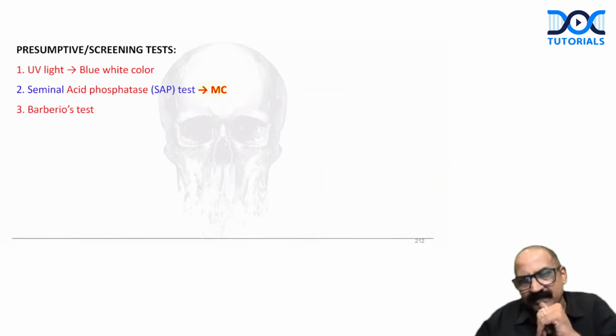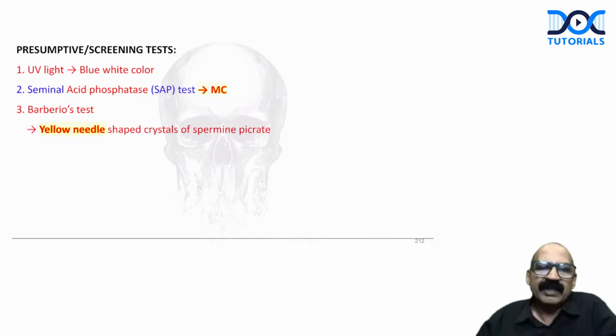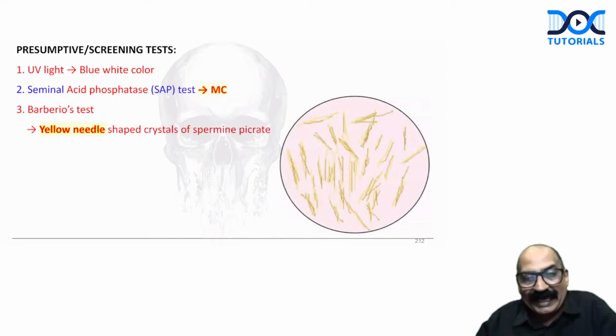Very, very important. When you treat semen suspected stain with the Barberio's reagent, it gives rise to yellow needle-shaped crystals of spermine picrate. You can remember BSP, Barberio's spermine picrate. Okay. Yellow needle-shaped crystals of spermine picrate.